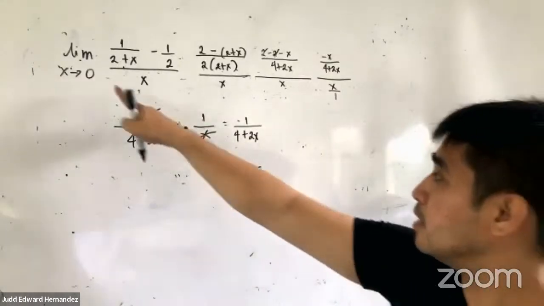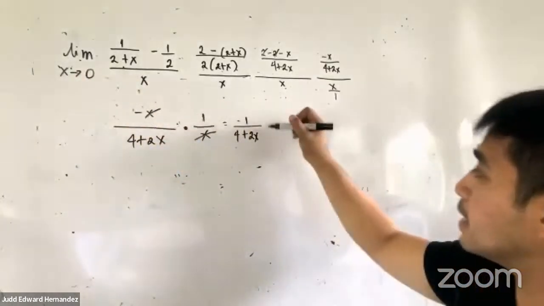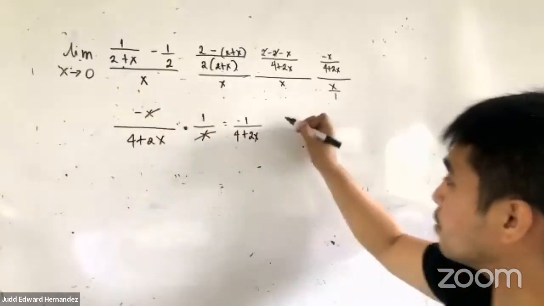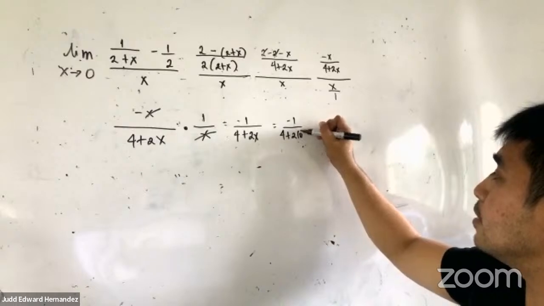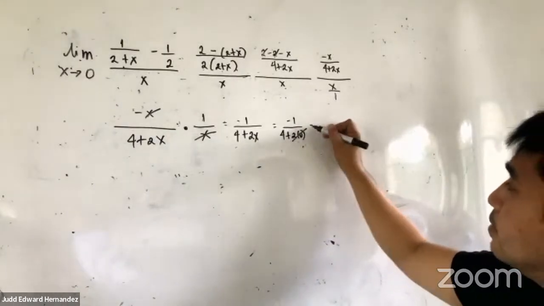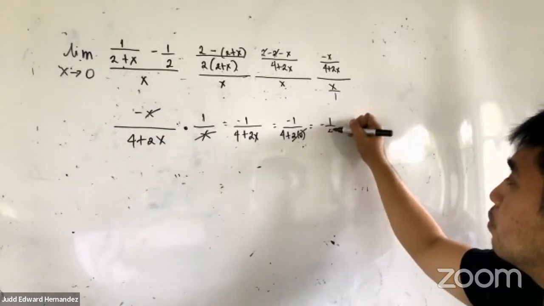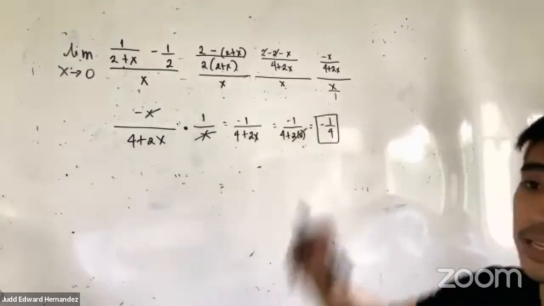And in this case, pwede na po nating ilagay dito yung limit natin. So x approaches 0. This is negative 1 over 4 plus 2 times 0. 2 times 0 is 0. And this is negative 1 over 4. And that is the answer.